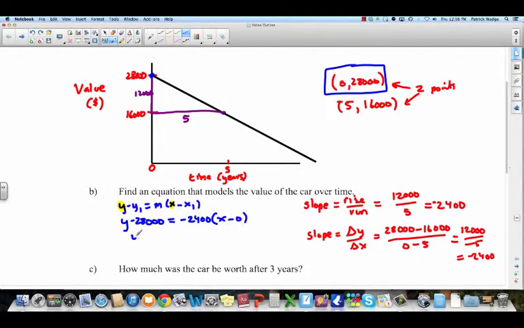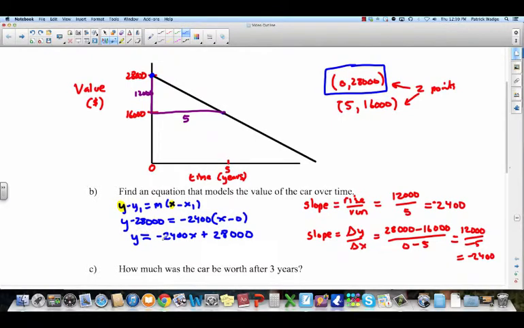I think we can do it in one step. Y equals, we want to isolate the y. You're going to do mountains here, expand. So negative 2,400 times x is negative 2,400x. And negative 2,400 times 0 is just 0. You don't even need to write it. And then in order to isolate the y, we have to move the 28,000 over, and it becomes plus 28,000. There you go. There's our equation.